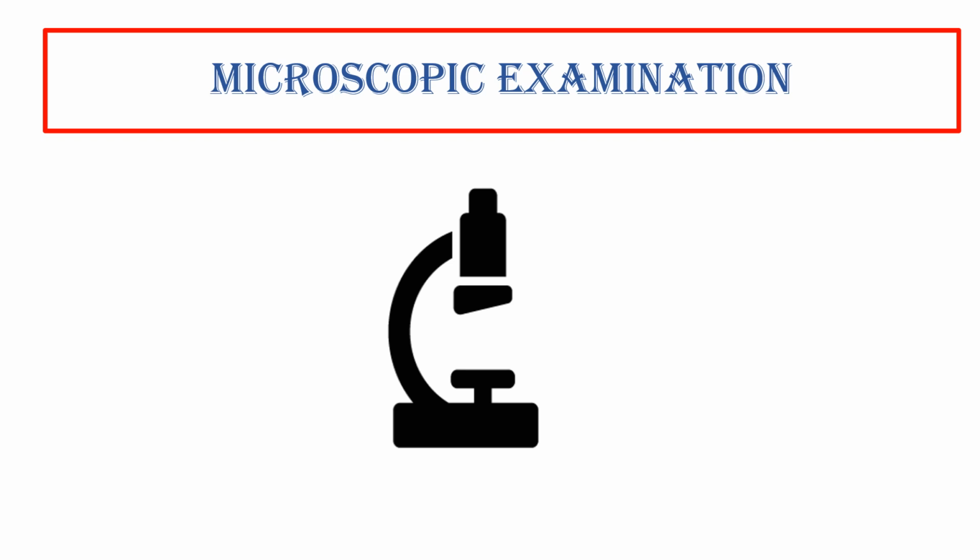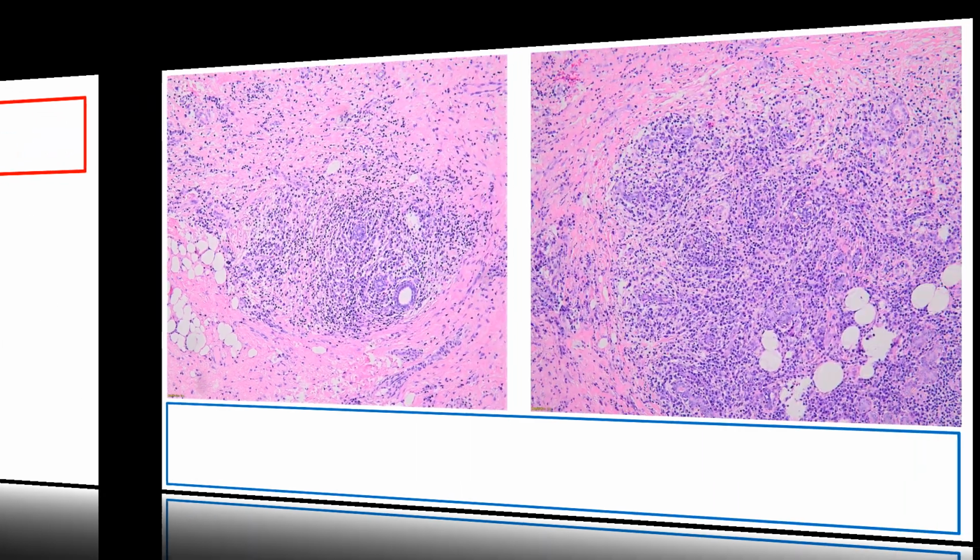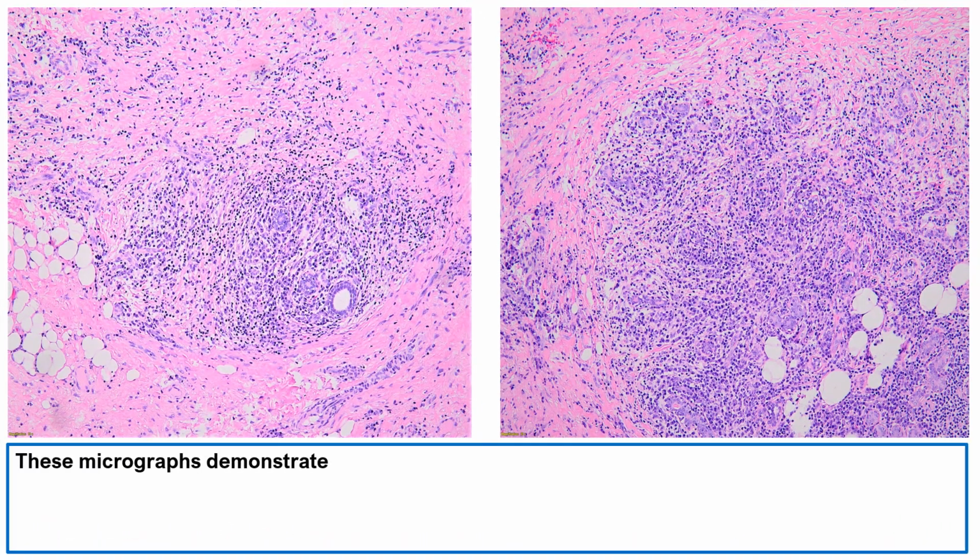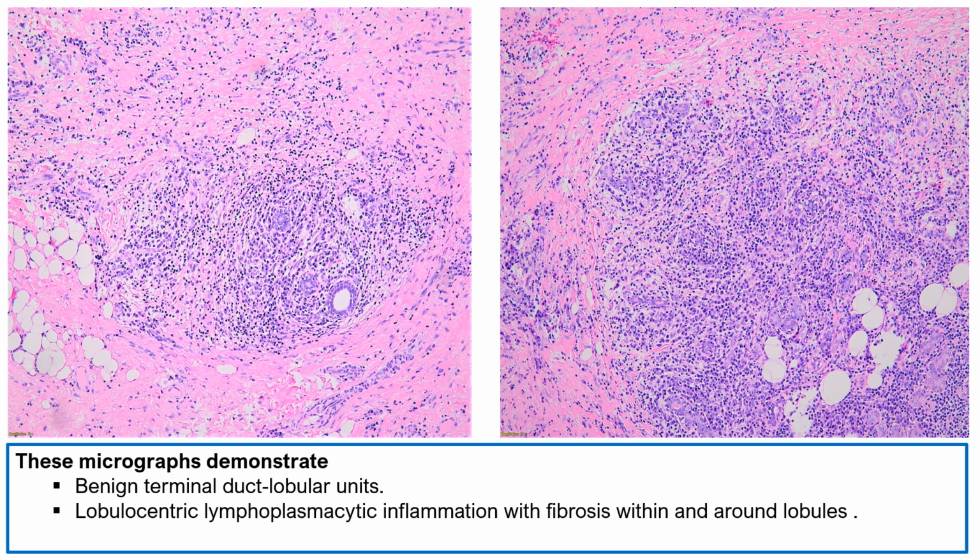Microscopic examination. These micrographs demonstrate benign terminal duct lobular units, lobulocentric lymphoplasmacytic inflammation with fibrosis within and around lobules, round to oval cystic spaces, lipid vacuoles.